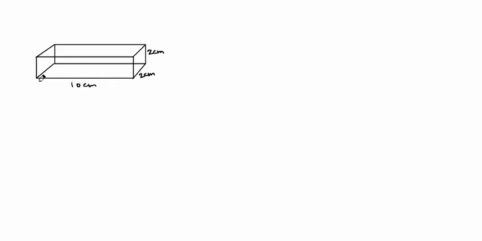So to find the volume of a rectangular prism that's 10 centimeters on one side, 2 centimeters on the other side, and another 2 centimeters on the 3rd side, we would do volume is equal to 10 centimeters times 2 centimeters times 2 centimeters, which is equal to 40. 10 times 2 times 2 is 40. Centimeters times centimeters times centimeters is centimeters raised to the third power, or cubic centimeters, or centimeters cubed.